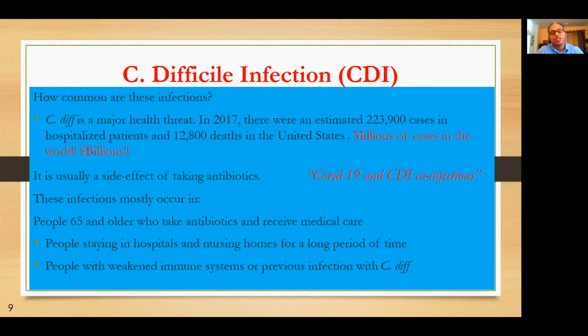Usually most of the cases are in the hospital, therefore we call them hospital-acquired infections or antibiotic-associated infections. When we take antibiotics, we disrupt our gut microbiota, and this bacterium can colonize us, grow, and produce toxins. These toxins are associated with severe diarrhea, colitis, and toxic megacolon. So this is really a serious pathogen.